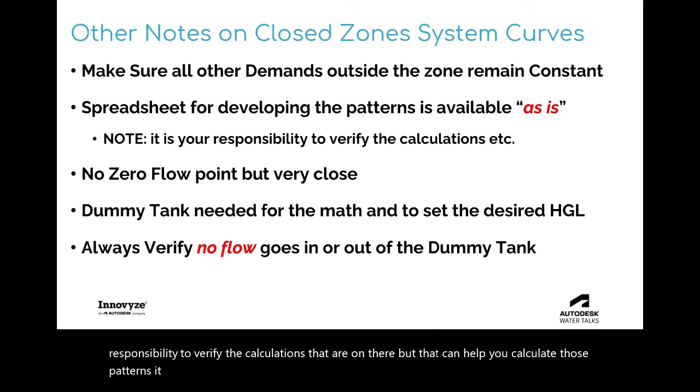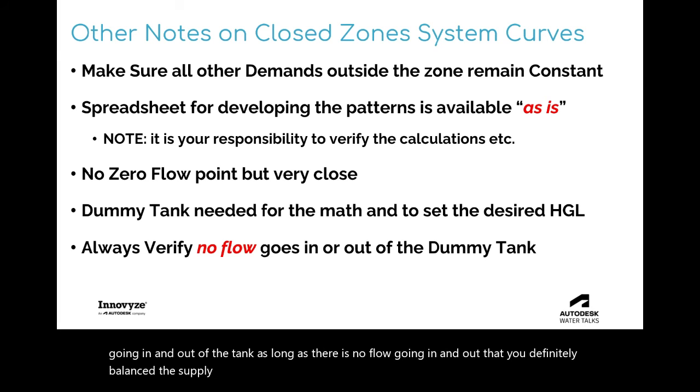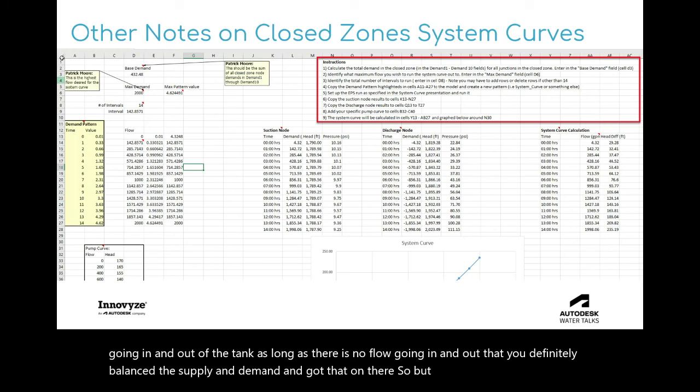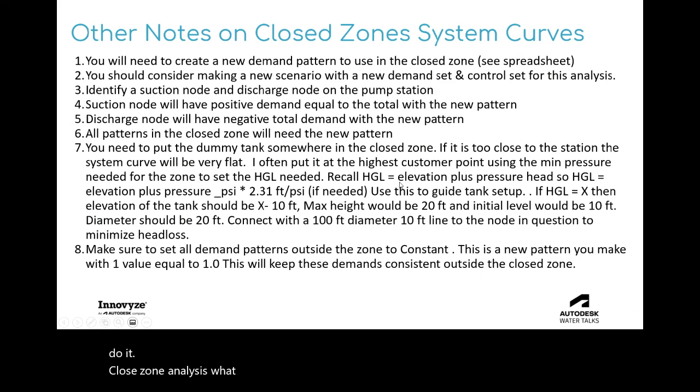It can help you calculate that's on there. But again, always verify that no flow is going in and out of the tank. As long as there is no flow going in and out, you know that you definitely balanced the supply and demand and got that on there. So, that's pretty much how you do a closed zone analysis, what this spreadsheet looks like.